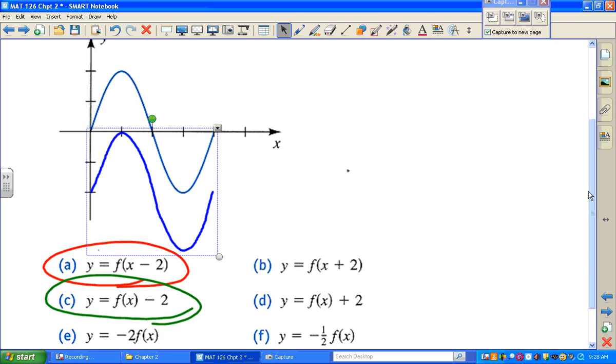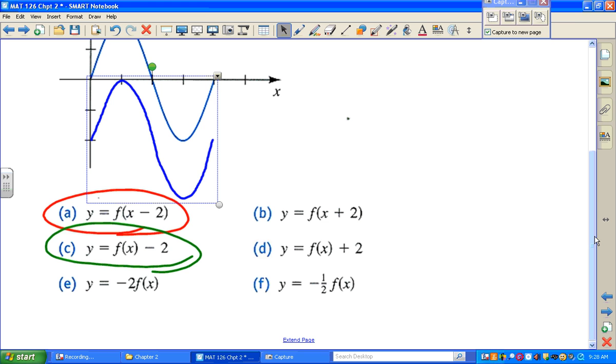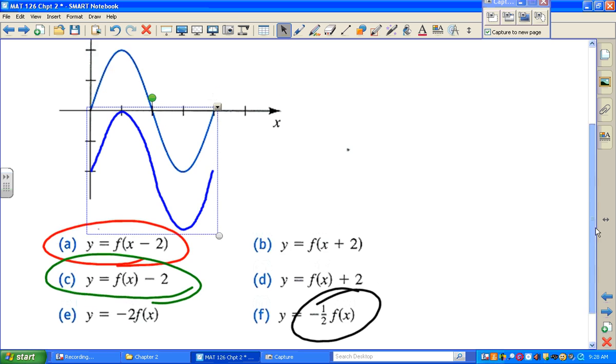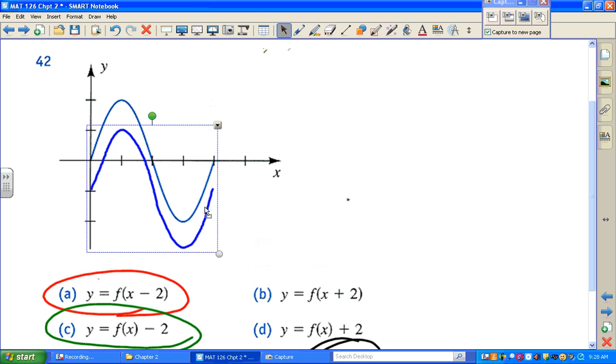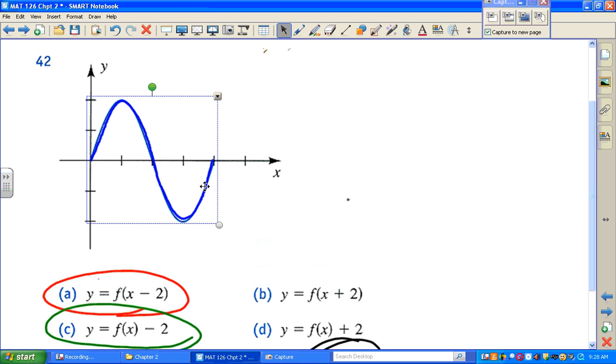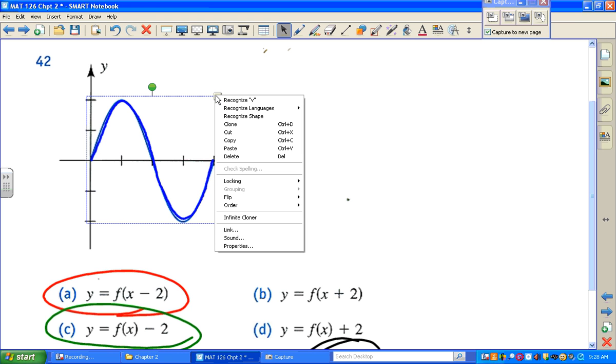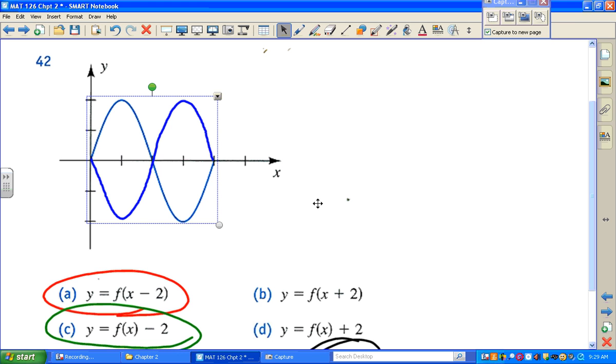Now, some of them might be a little bit more difficult, like, ooh, the negative 1/2. Let's take a look at that one. That's a cool one. Negative 1/2 of f of x. What's the negative going to do? Flip it over what? X-axis. So we're going to flip it up and down. There we go. There's the negative.